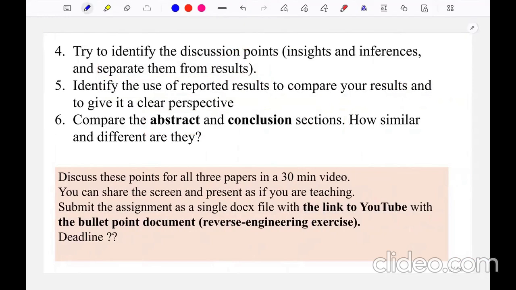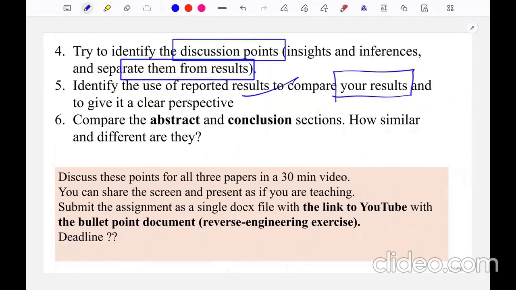Then we have to identify the discussion points and separate them from the results. And also we have to identify the use of reported results to compare the results given in the paper, to give it a clear perspective. And in the last, we have to compare the abstract and conclusion section, how similar or different they are.